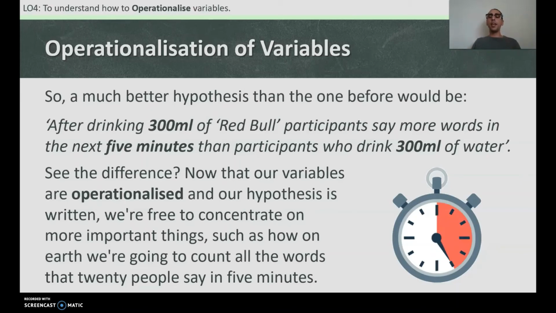I can't go, they're more talkative, they're less talkative. That's not very scientific. It needs to put a number to it. Operationalization is putting a number. Oh, they said this many words, or they got this score on the IQ test. That's how you operationalize some variables.